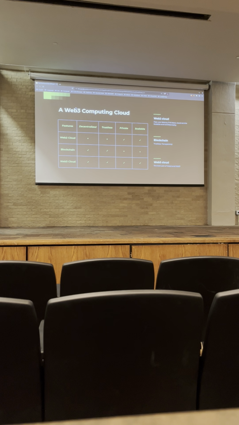So here's a little idea of the Web3 computing cloud. Today in the Web2 cloud, there's no decentralization. It's not trustless. It's fast, low latency, good services, but centralized, and you adhere to whatever the most popular Web2 cloud is. For blockchain, typically they're missing out on privacy and scalability, but everything's decentralized and trustless. With the Web3 cloud, we want to bridge that gap by being able to hit all four categories: decentralization, being trustless, private, and scalable.